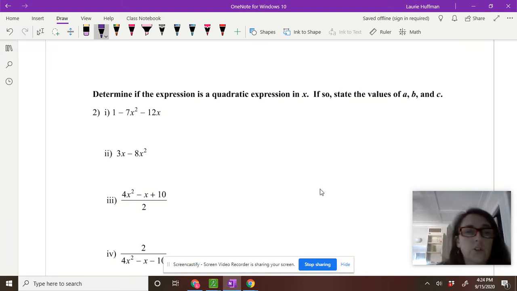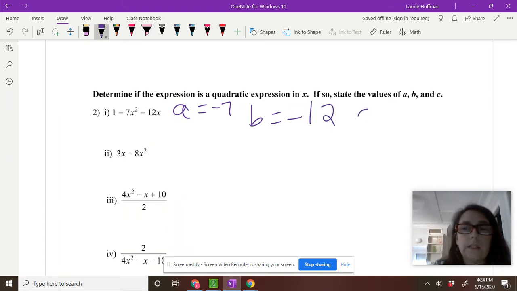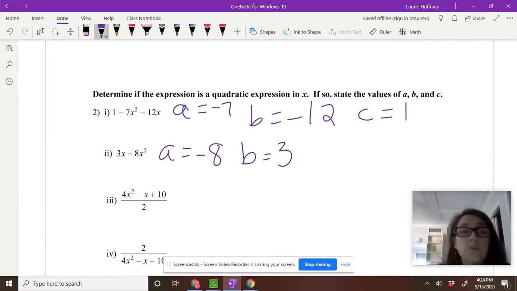So let's look at our first one: 1 minus 7x squared minus 12x. No matter what the order is, a is the coefficient on the x squared. So in this problem, a equals minus 7. B is always the coefficient on the x, so that's minus 12. You have to include the minus. And then c is the constant term, which is the number out by itself. All right. So for number 2, a would be minus 8 and b would be 3. There is no constant term, so we can think of that as adding a plus 0. So c is 0.